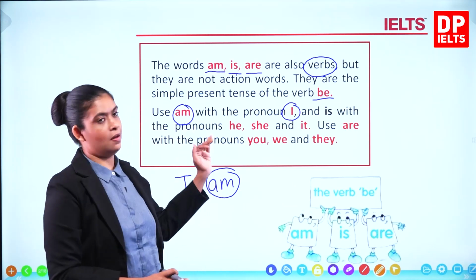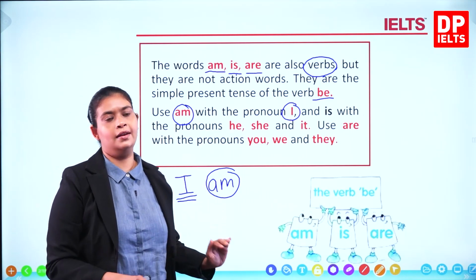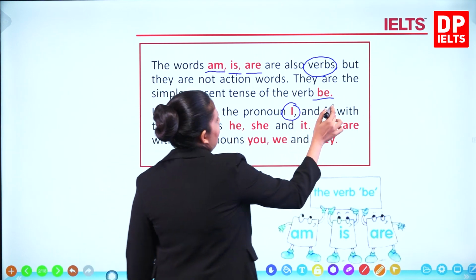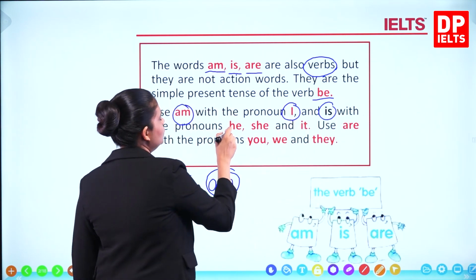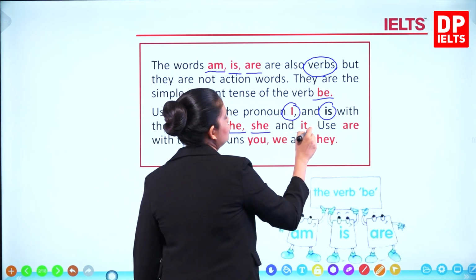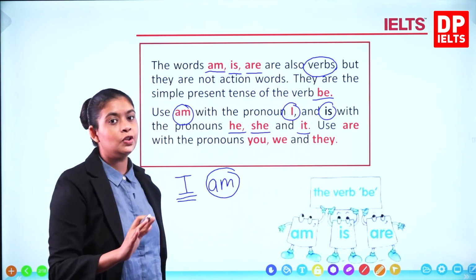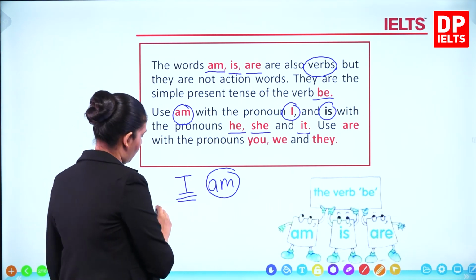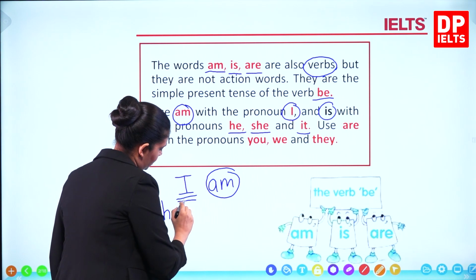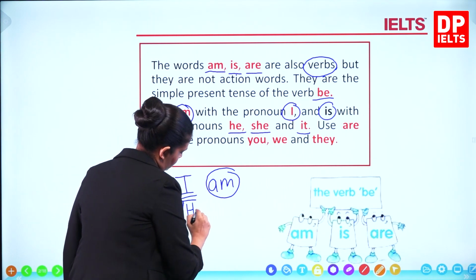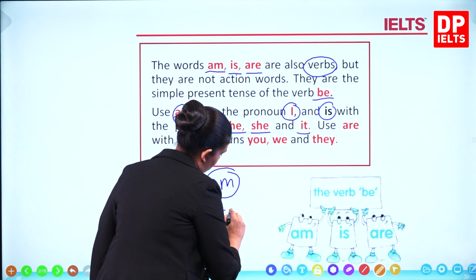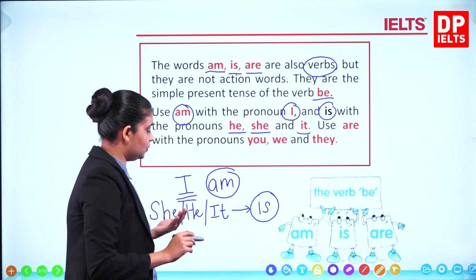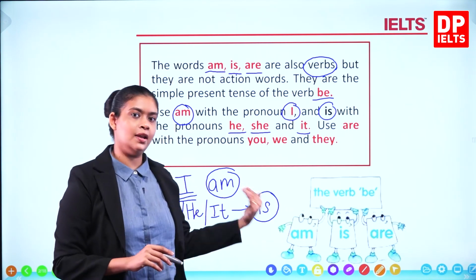Right? I am is the only one we say. Next one, is. We use it with pronouns he, she, it, or you can use it with singular nouns, right? So he, she, or it, we use it with is. Or we can use it with any singular noun.